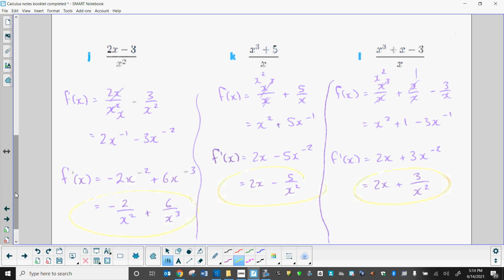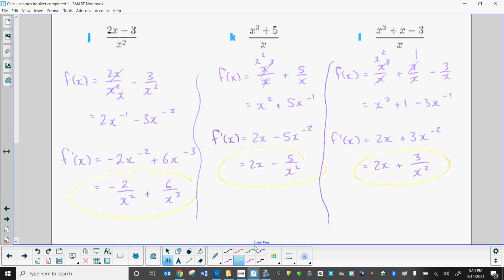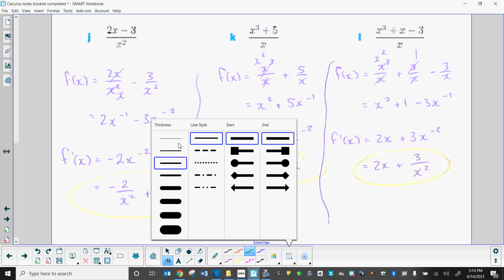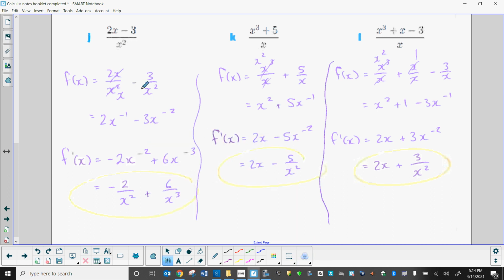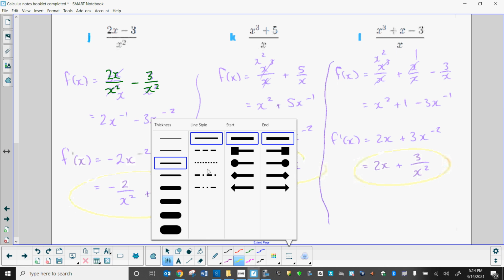Let's leave them up so you can see them all. I'll do these ones in green again so you can see them a bit better. So to start with, you break up the numerator. So 2x over x squared minus 3 over x squared. Then do some cancelling down if you can.